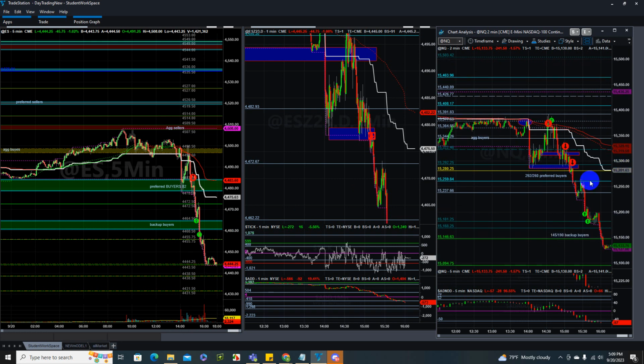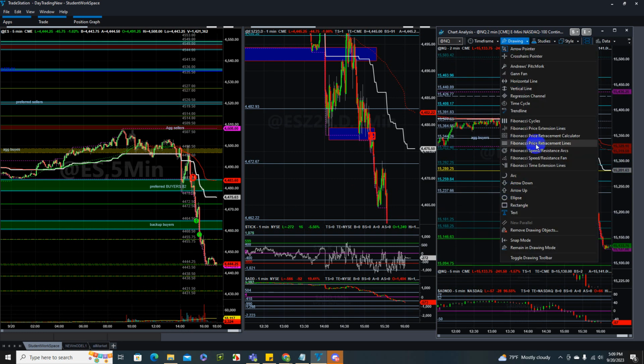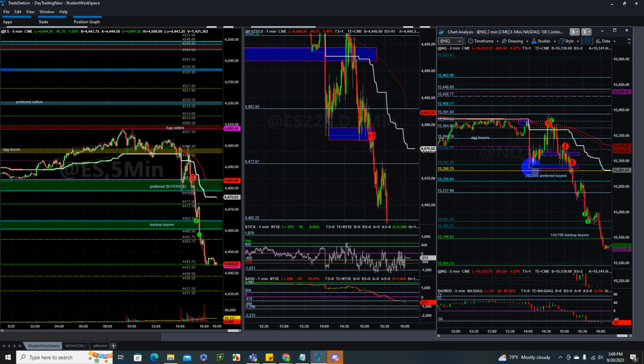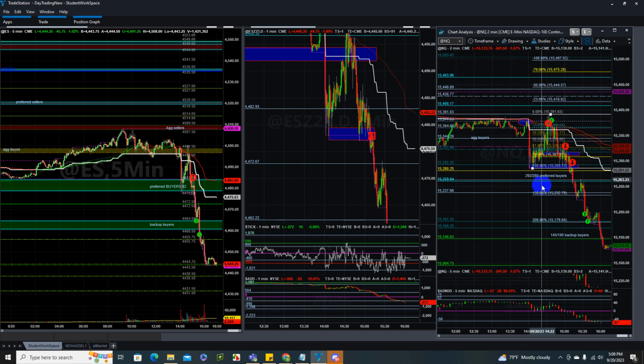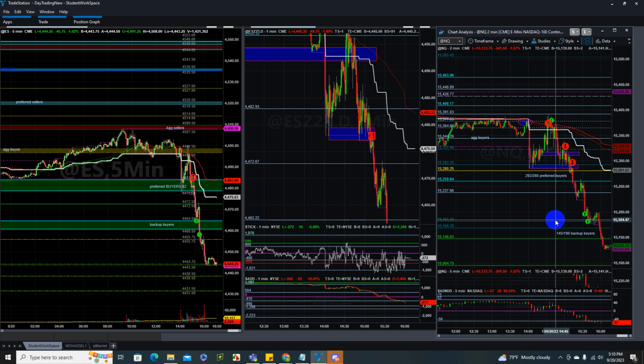There was another reason it will go here, which I shared in Discord at that time. See this, 100% of this balance falls right into 180, 179. See that? Coupled with the backup buyers area, this is most likely a target, and after that price will not go lower. But yeah, this is a closing move. You can consider this lower, but this would be the ideal target.